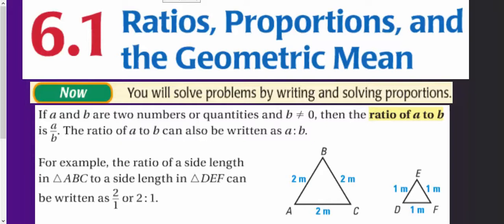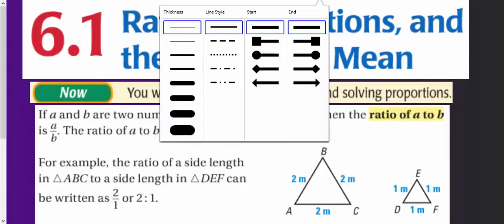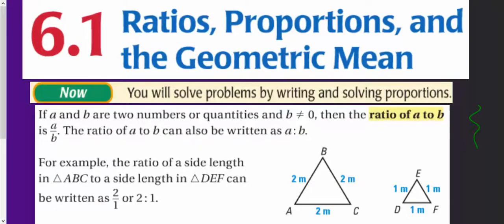Hello and welcome to the first section of Chapter 6. We're going to be working with ratios, proportions, and I'm going to briefly mention this thing called the geometric mean. It's a fancy word for something that's pretty easy actually.